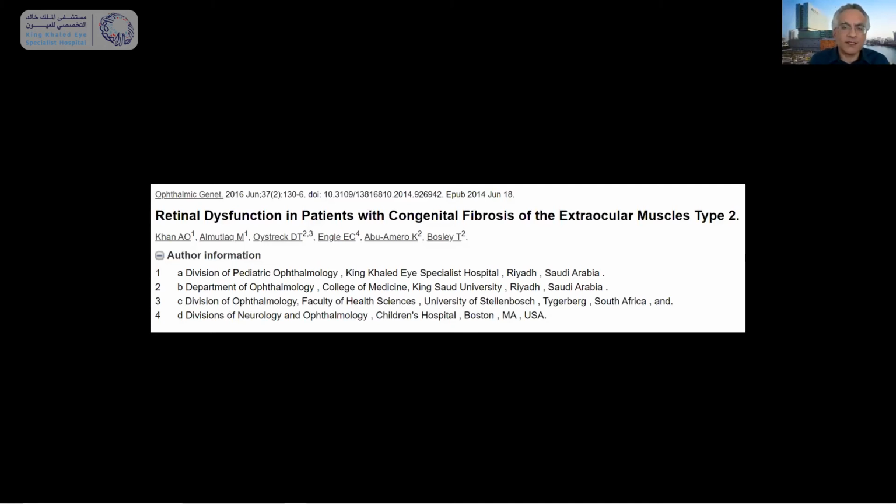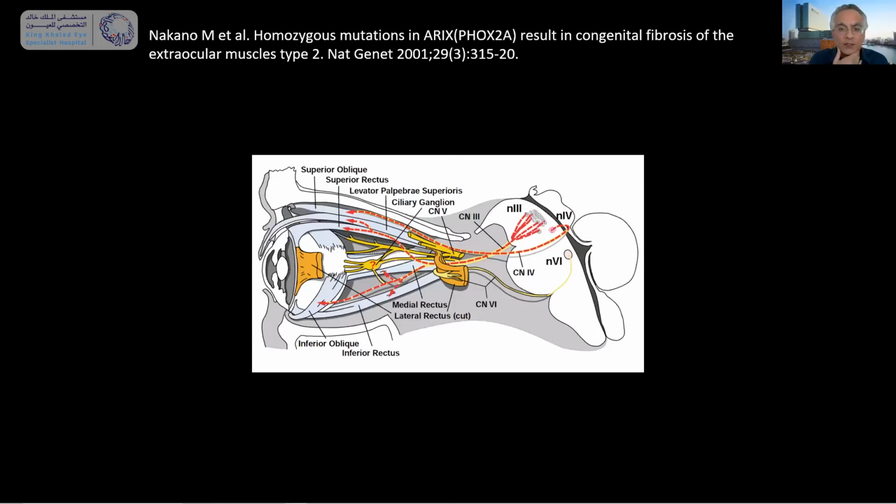It's the only CCDD that's associated with retinal dysfunction, something about FOXA2 that is affecting the innervation of the retina as well. Again, FOXA2 is responsible for formation of the third and fourth cranial nerves. It's thought that it's responsible for something in the ciliary ganglion also, which is responsible for the abnormal pupils that these patients have as well.